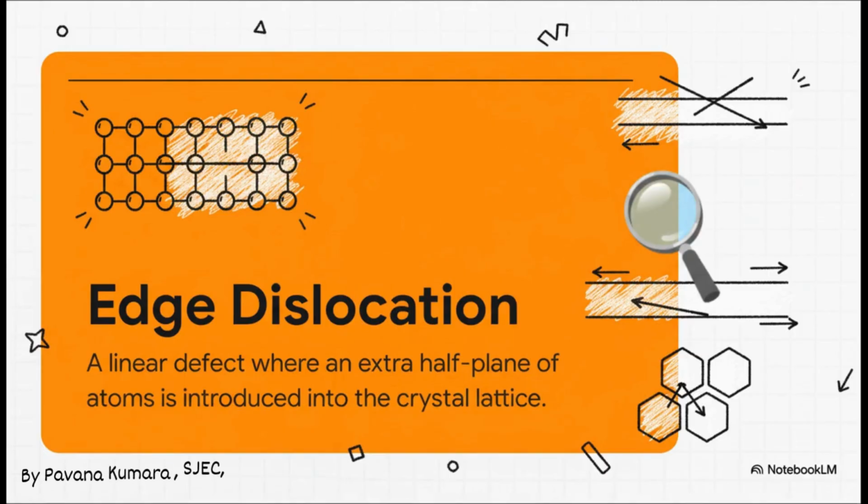So the most important defect we need to talk about is something called a dislocation. Just imagine that perfect crystal lattice we saw before. Now picture someone squeezing in an extra half row of atoms. But this row doesn't go all the way through the material. It just stops right in the middle. That creates this line of distortion, and that is what we call an edge dislocation.